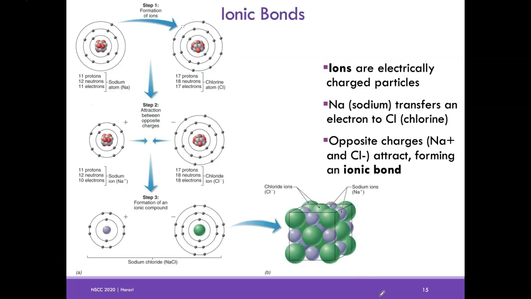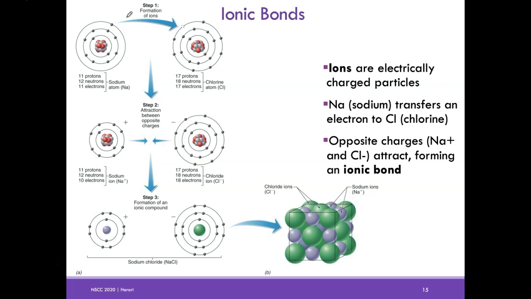So ionic bonds will be the first type of bond we'll discuss. And to start, let's define an ion. An ion is an electrically charged particle. Another way to think about an ion is as an atom that has either gained or lost an electron. The best way to illustrate ionic bonds and ions is with an example of sodium chloride.